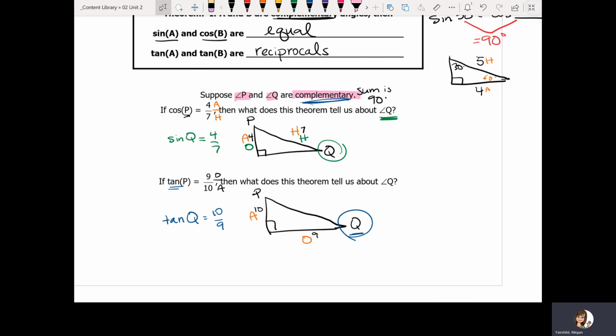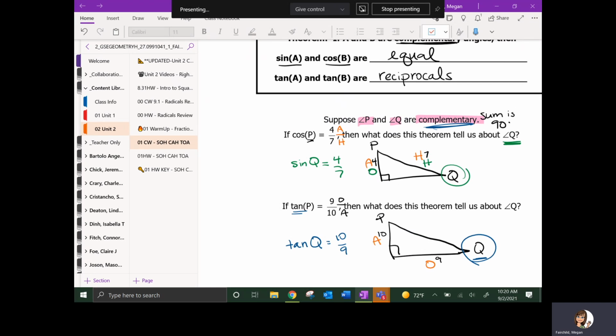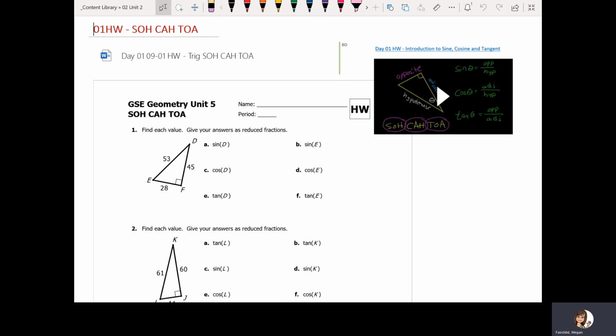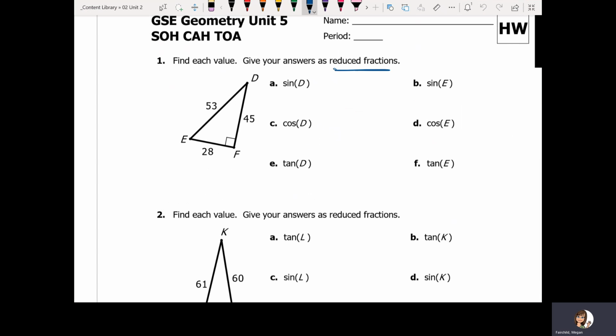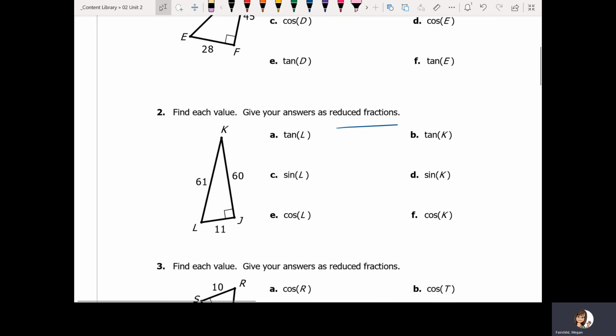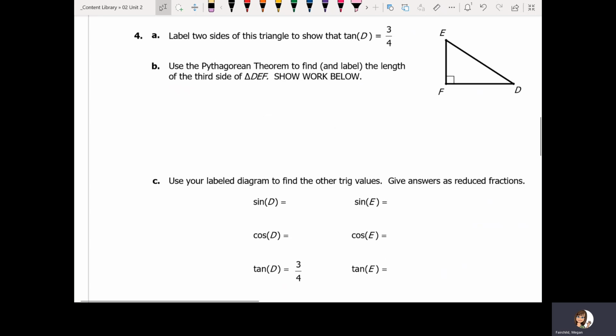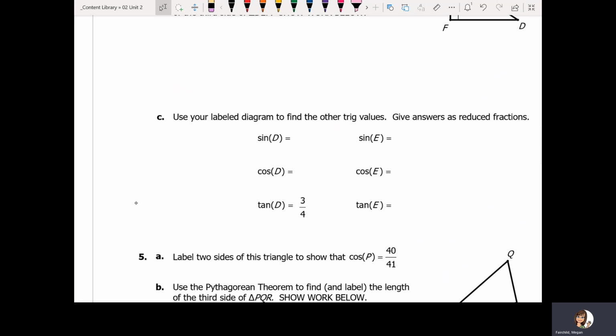Your homework has more practice with this. It also has more practice with the stuff we did at the beginning, right? Find the value, give as reduced fractions. If it asks you to round, then round. Otherwise, leave it as fractions. This is what we just talked about.